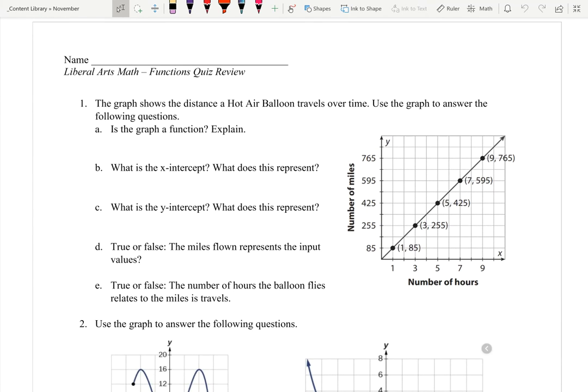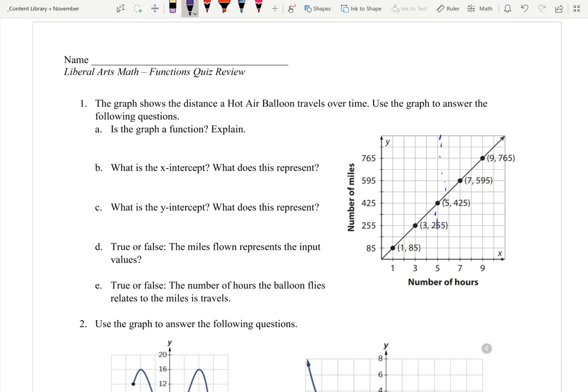All right, the graph shows the distance a hot air balloon travels over time. Use the graph to answer the following questions. Question A, is the graph a function? Based off looking at it, it's yes. And we're doing this based off the vertical line test. Remember the vertical line test, how that works?